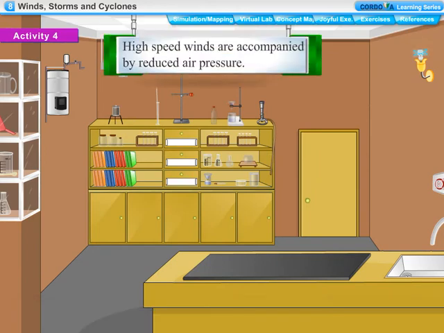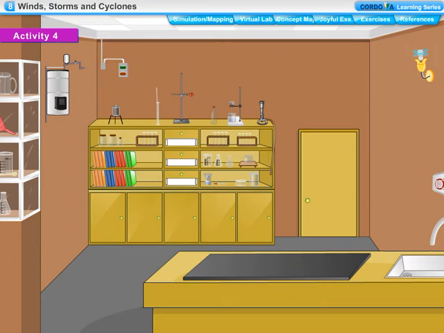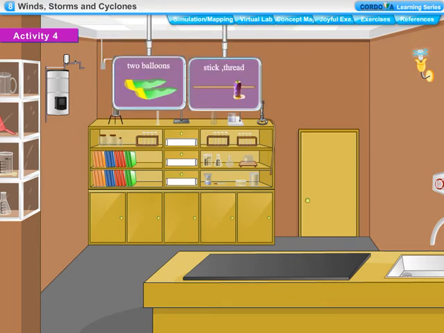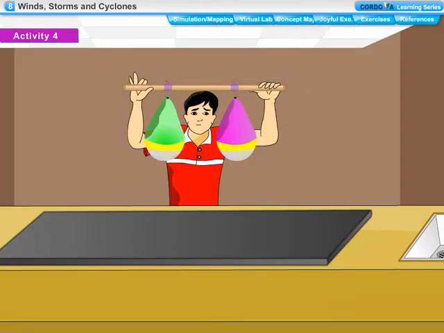Activity 4. High-speed winds are accompanied by reduced air pressure. Things needed: 2 balloons of equal size, stick, thread, water. Method: we take 2 balloons of equal size. Fill a little water into both the balloons to make them slightly heavier and more stable. Inflate both the balloons by filling air into them and tie their mouths properly with strong threads.